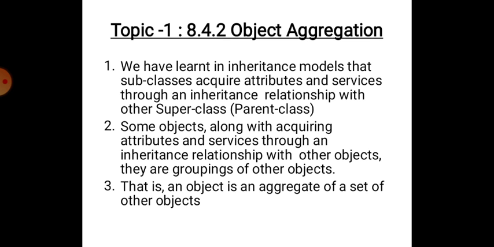Point number 2. Some objects, along with acquiring attributes and services through an inheritance relationship with other objects, are groupings of other objects. Students, we are going beyond the concept of inheritance. Along with inheriting the characteristics and properties of the parent class, some objects are found to be groupings of other objects. Point number 3. That is, an object is an aggregate of a set of other objects.